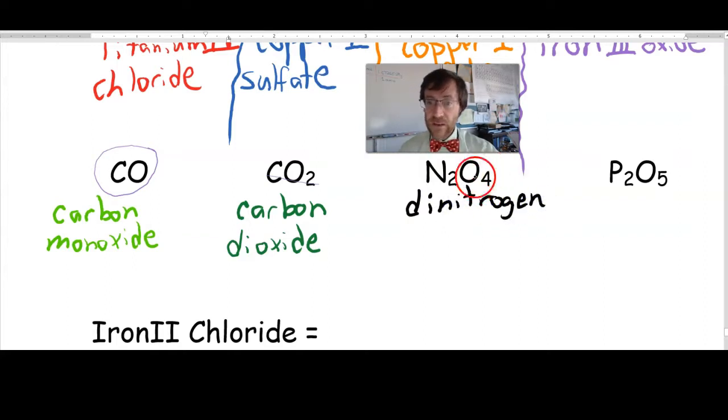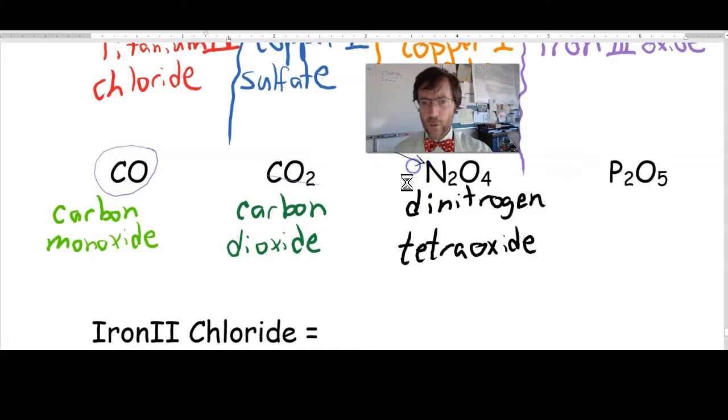And then the prefix for 4 is tetra. And then oxide. That's it. There is a worksheet where we're going to work on this, and the prefixes are listed. So you won't have to look them up or memorize the prefixes. I really want you guys to simmer on that and be okay that this is not something you have to memorize.